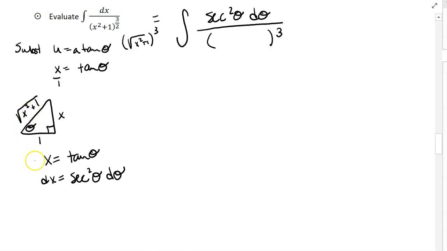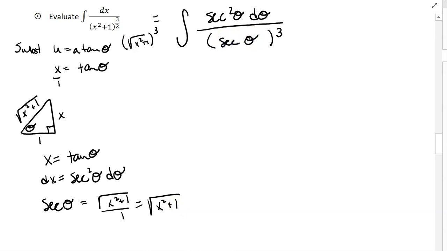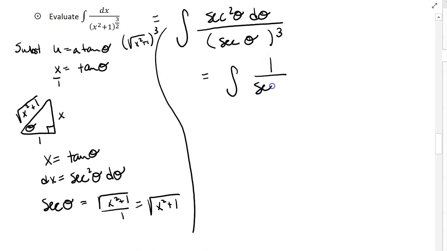And I know that I can use the adjacent and the hypotenuse, so we will use the secant of theta, which is the square root of x squared plus 1 over 1, or just the square root of x squared plus 1. So what I'm going to end up with here is the secant of theta cubed. So from there, we can just integrate and clean up however we need to. I've got secant squared of theta divided by secant cubed of theta. So this is the integral of 1 over secant of theta, d theta.